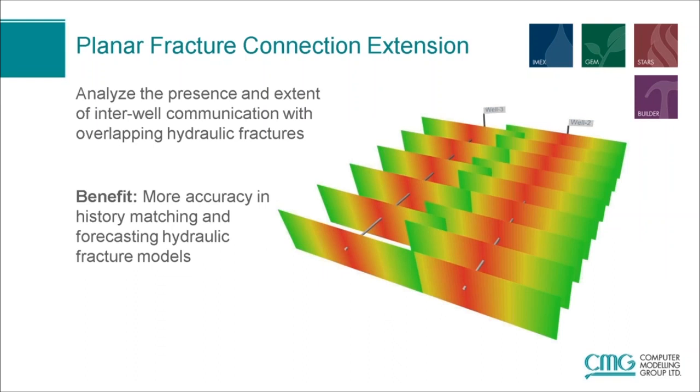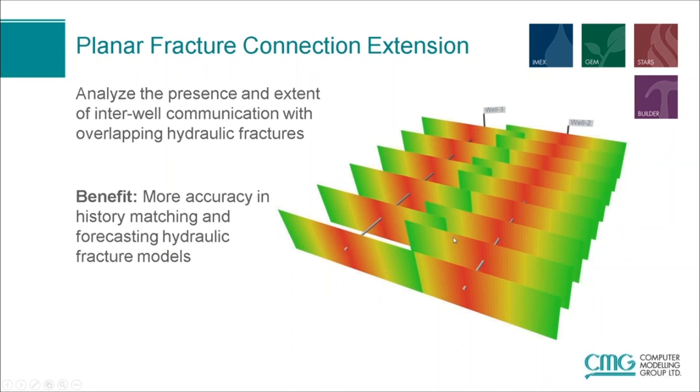Another step we've taken in improving our unconventional and hydraulic fracture modeling workflow is the addition of the planar fracture connections option. So now the hydraulic fractures that we create in our models, if they're adjacent to one another and they have half lengths that overlap one another, we can make them seamlessly connect for a continuous flow channel between the wells. So for example, on the image shown on this slide, we have two horizontal wells that have been hydraulically fractured with several stages.